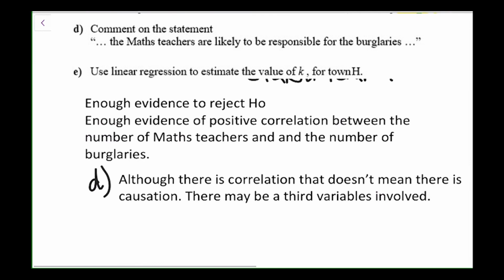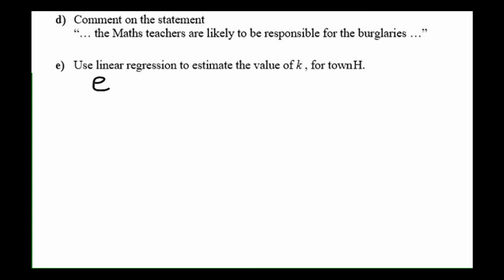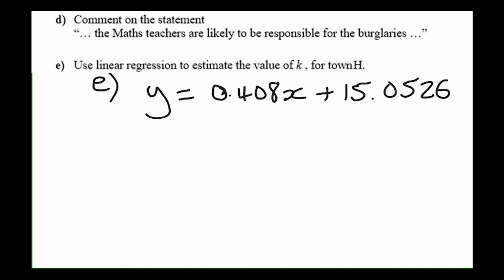Okay, so in part E of this question, we're asked to use linear regression to estimate the value of K. There was an unknown value for the number of burglaries in town H. In the table, it was just shown as K. We have enough information to put together a regression equation for a potential line of best fit. Now, all of this was on the same screen that we calculated R from. We have a value for A and we have a value for B. We always choose the form A plus bx, which makes A the y-intercept and B the gradient.